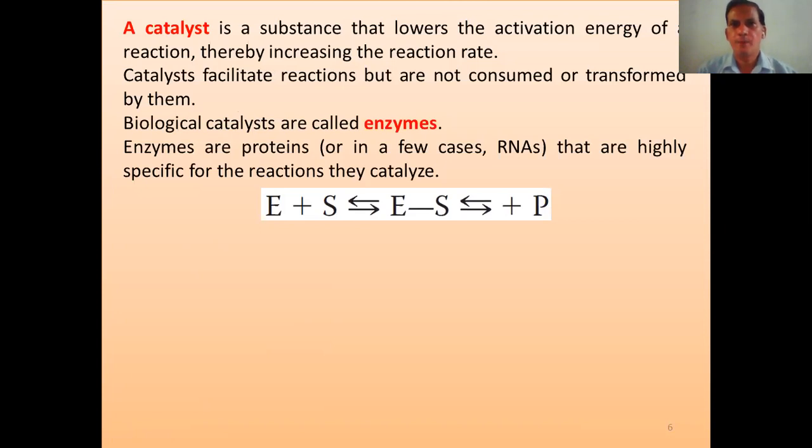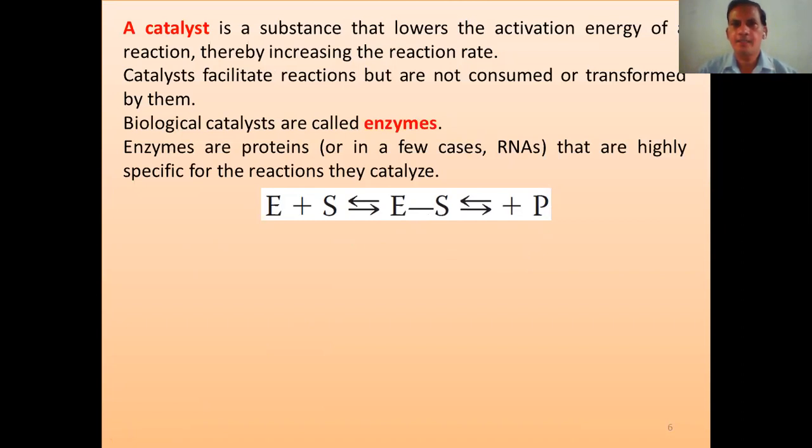However, in biological systems, we are using a different kind of catalyst. These biological catalysts are enzymes. Enzymes are proteins, and sometimes RNAs also act as catalysts. They are highly specific for the reactions they catalyze. So let's say we have enzyme plus a substrate, that forms an enzyme-substrate complex, and that will ultimately lead to the product formation.